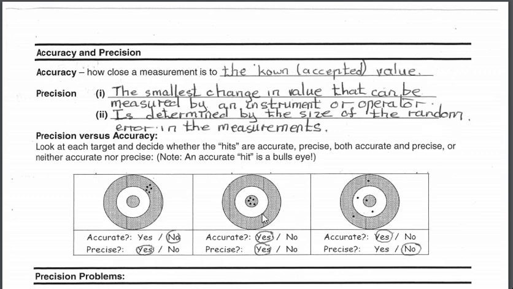In the second example, the darts are all very near the bullseye, and they're also very close together. So because they're very close to the true value, they are accurate, and they are also precise because there is a very small range in the value. There's a low random error, and there's low change in the value that can be measured.